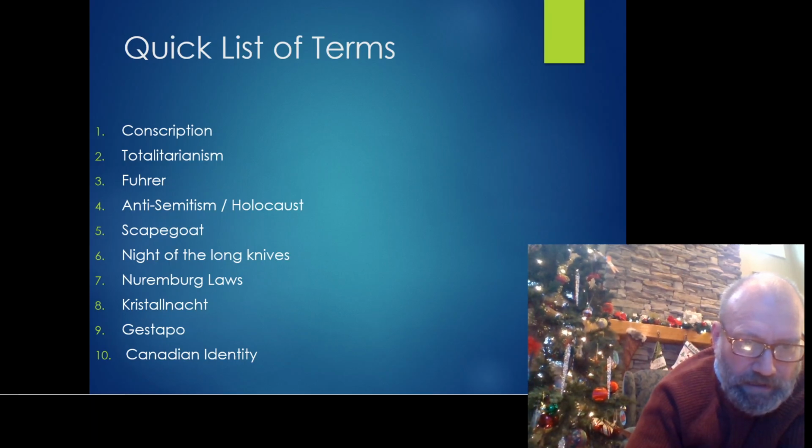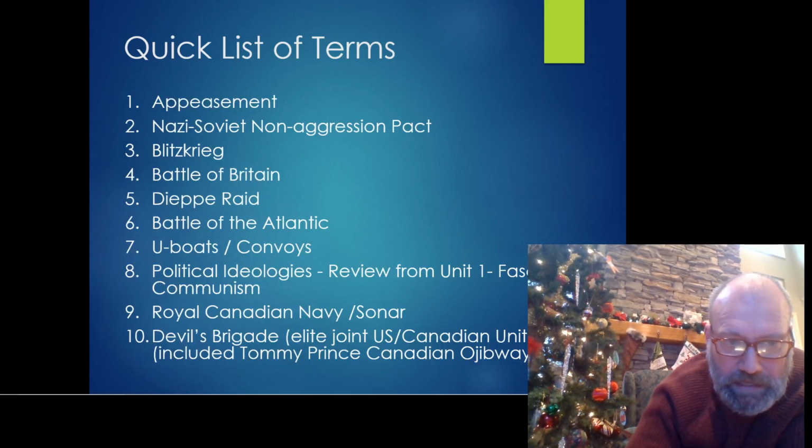Scapegoat, Night of the Long Knives, Nuremberg Laws, Kristallnacht, Gestapo. This is a secret police force. A Canadian identity. You should be aware that Canadian identity keeps growing during World War I and World War II, in a sense of Canadian pride in Canadian actions, in a sense that Canadians are separate from the British Empire. And so that is one of the society changes of Canada.